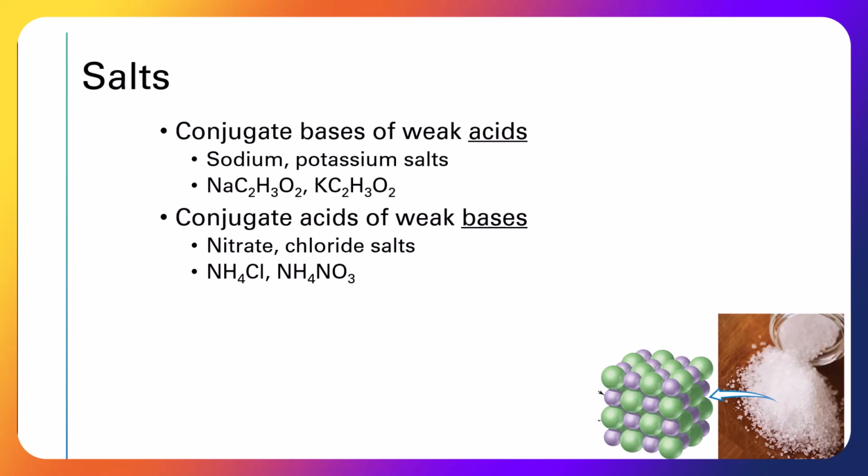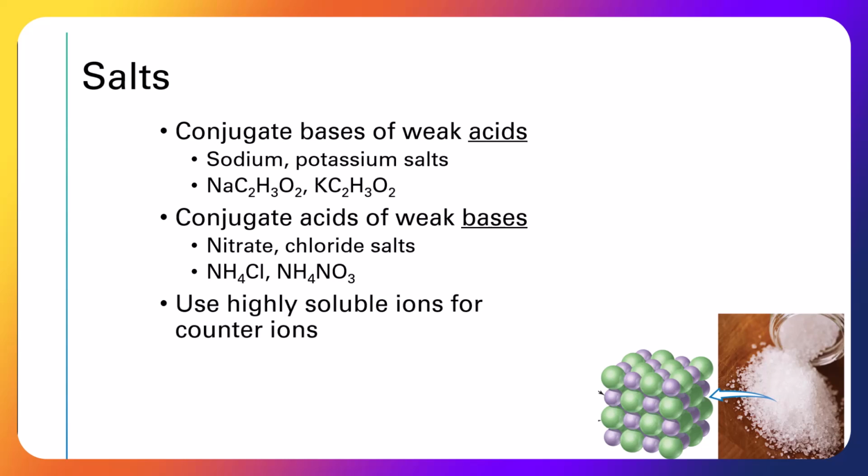You could have ammonium chloride and ammonium nitrate because the ammonium ion is the conjugate acid of ammonia. These would both be acid salts. And you could stick any inert anion here, one that's not going to react with water, with the ammonium ion, and you would have an acidic salt.